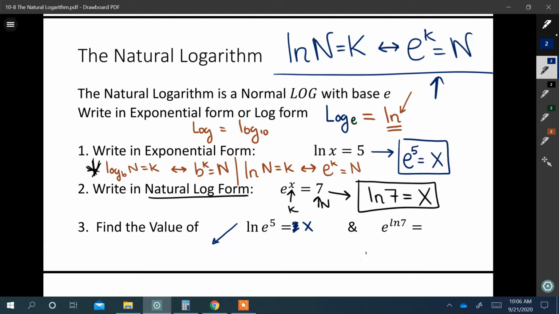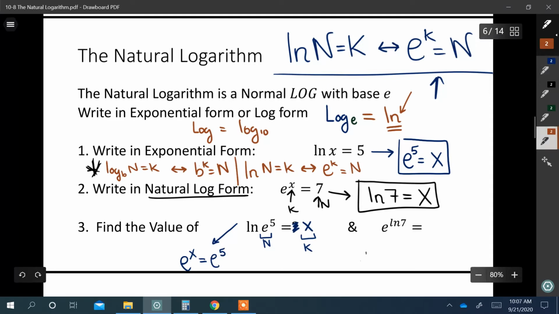This right here will be my n, and this right here will be your k. So then we have e to the x is equal to e to the 5th. As you can see, x must equal 5. So in reality, this is just 5. The reason this happens is because you just get the exponent right there. Remember, the base is e, so that answer is going to be there. So that's going to be your answer.